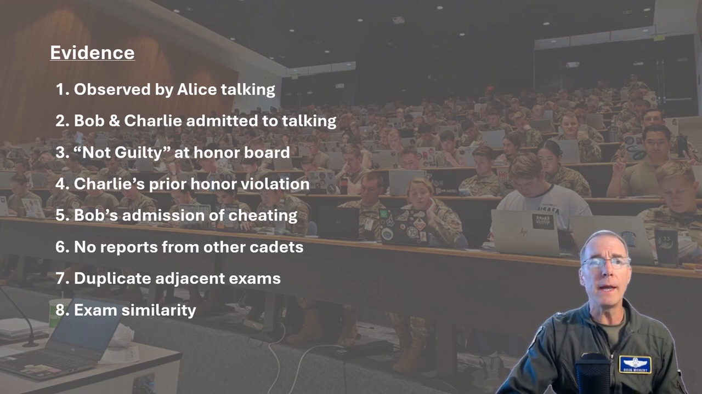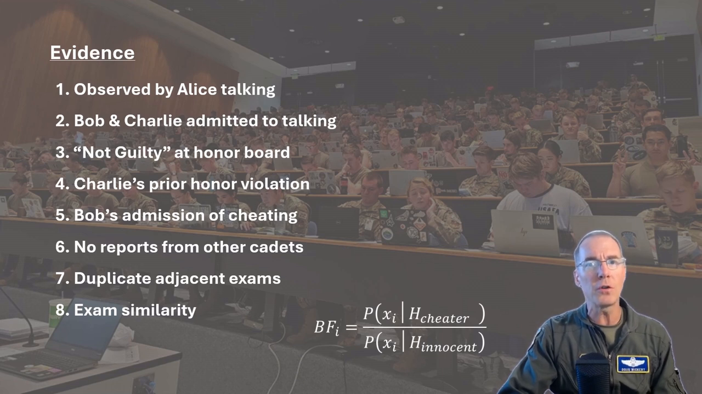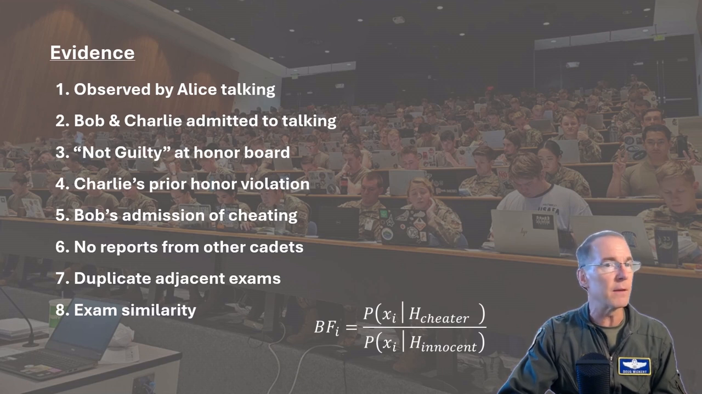So we're going to give each piece of data, in this case these 8 pieces of data, a Bayes factor. And so again, the Bayes factor is the likelihood ratio of observing the data under the two opposing assumptions. In other words, what's the probability of observing the data given that Charlie cheated relative to the probability of observing the data given that Charlie is innocent?